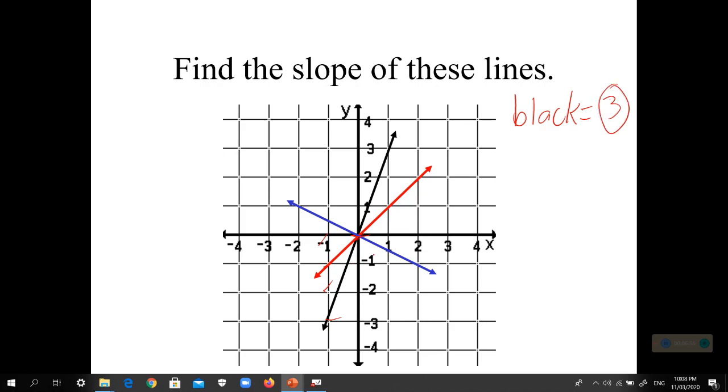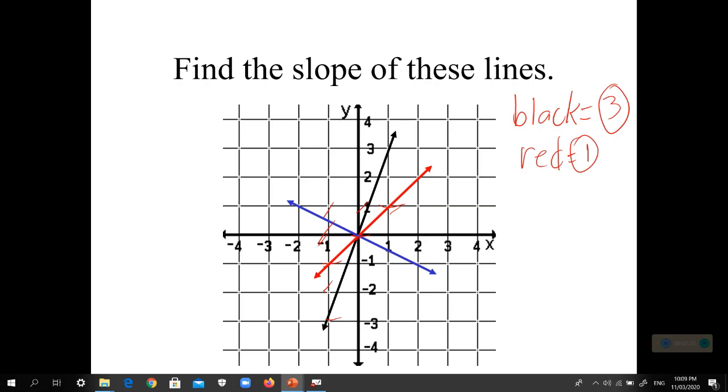Okay? Next, let us have the red line. Our red line also increases from left to right, so the slope of this should be positive. For example, you have here the point and you have here the other point. You have to count the rise. We have 1, 2. And then the run will be 1, 2. So, yes, the slope of the red line is 1.